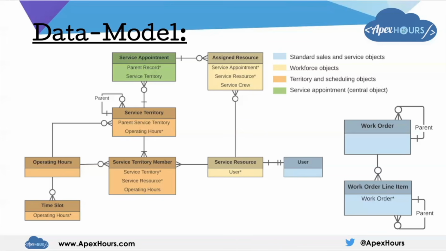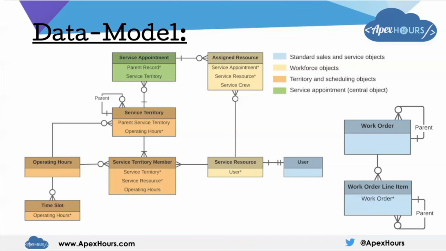Now, service resources come with several objects that let you define their skills and availability. Service resource skills represent a service resource's certifications or level of expertise. Resource capacity records track the hourly or job-based capacity of contractors. Resource absences represent time when a service resource needs to miss work. Resource preferences designate specific service resources as preferred, required, or excluded on a work order or account.